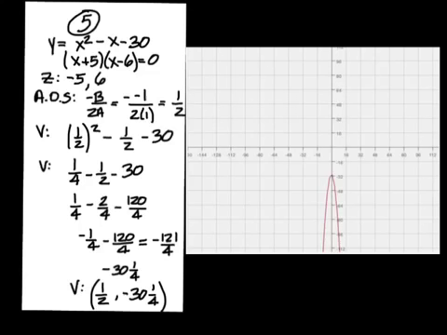The last one, the zeros are negative 5 and 6. Axis of symmetry is 1/2.